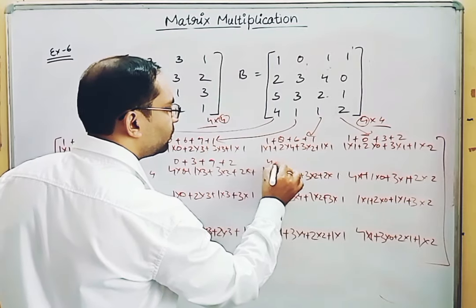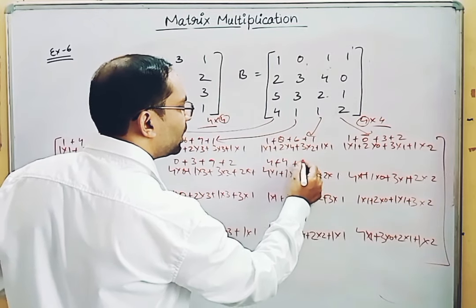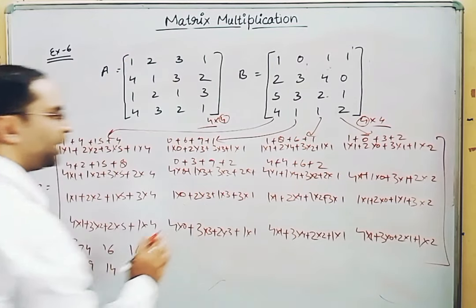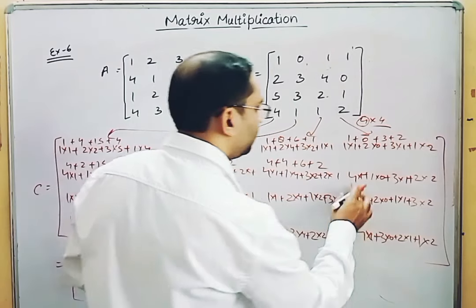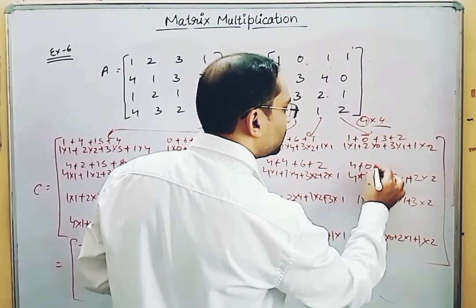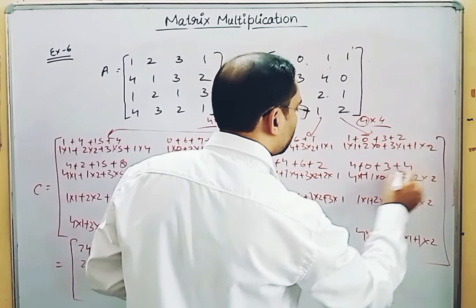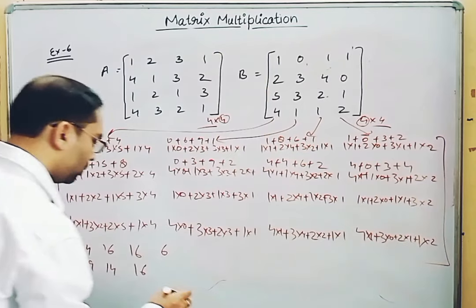Next is 4 into 1 is 4, plus 1 into 4 is 4, plus 3 2s are 6, plus 2 into 1, that is 2. 6, 4, 10, 14 and 2, 16. So we have 16. 4 into 1 is 4, plus 1 into 0 is 0, 3 into 1 is 3, 2 into 2 is 4. So we have 4 plus 3, that is 7. 7 plus 4, which is 11.